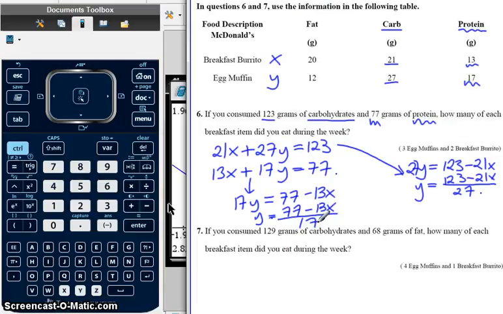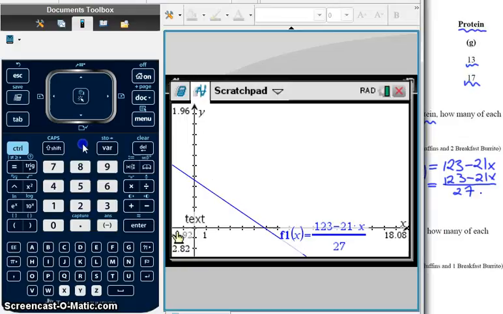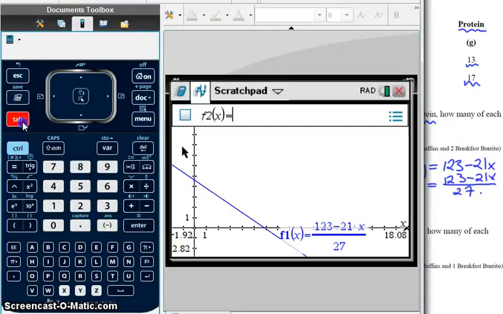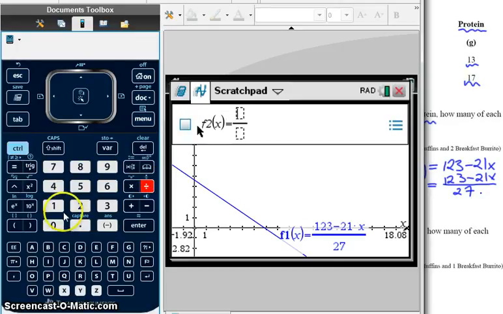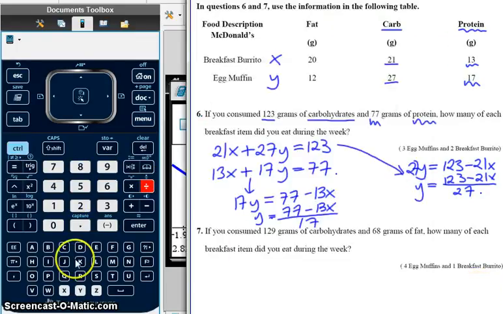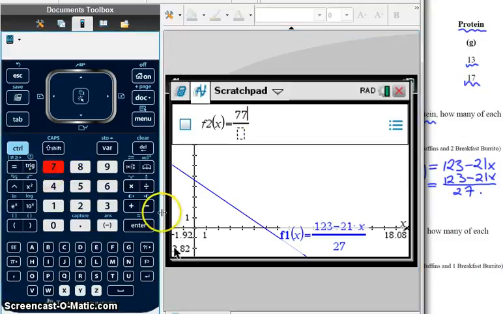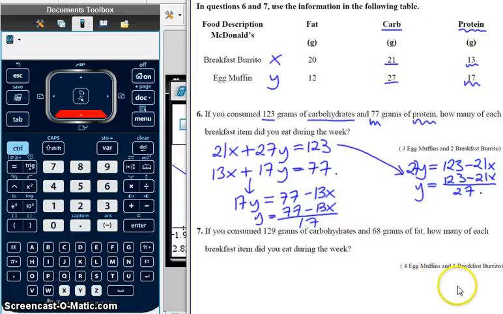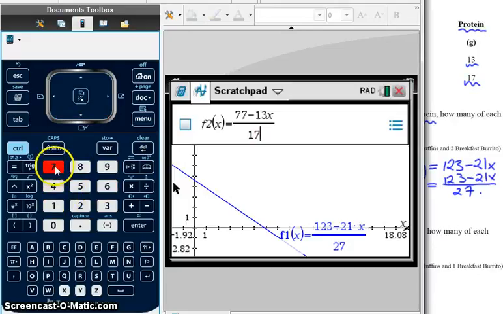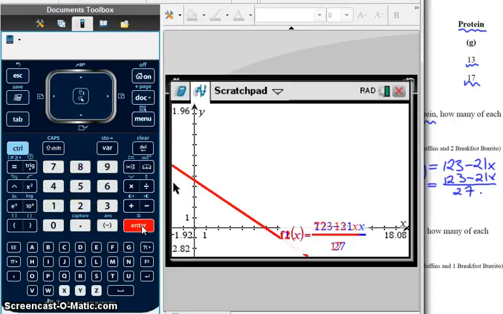Right, so let's plug this into our calculator. 77, so we need to have another F2, there we go, just pressing tab. Again, the division, control divide. What did we say? I've forgotten already. 77 minus 13x. 77 minus, again, you can fast forward the video. You don't have to wait for me to type this. Over 17. And enter. And there we go.